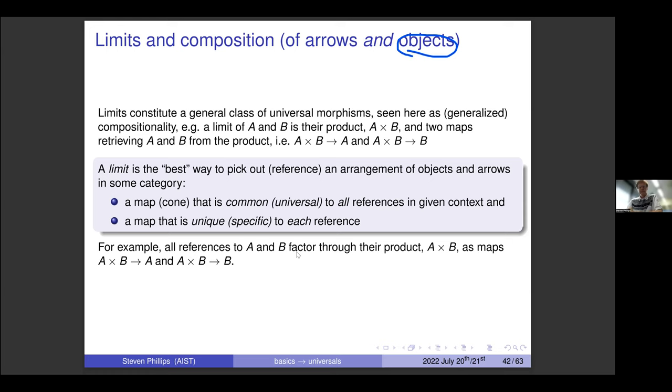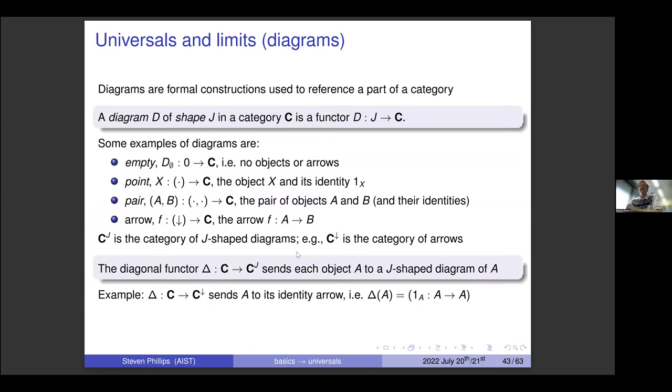And the example here, I think I'll just go to the. Now, to understand the limit, we really need to do several steps. And this is going to be tough because to understand the concept of a limit, you have to understand the concept of a shape category, then the concept of a diagram, and then the concept of a cone to a diagram, and the concept of a cone homomorphism, and then a limit, which is then the special case of the universal morphism.